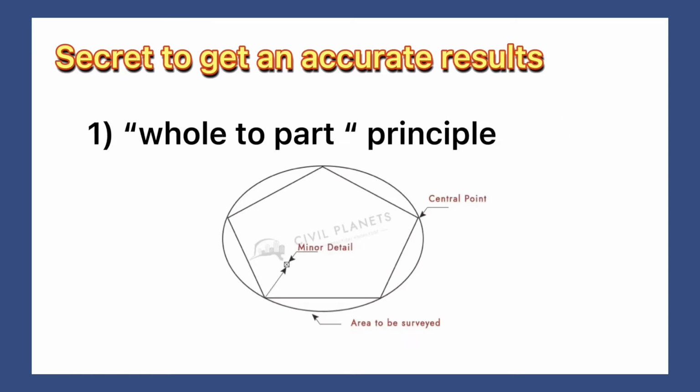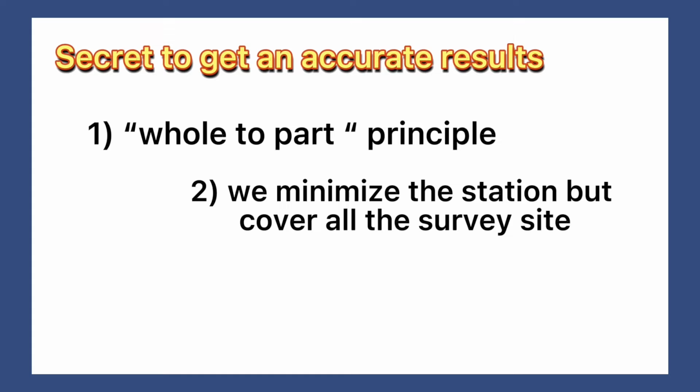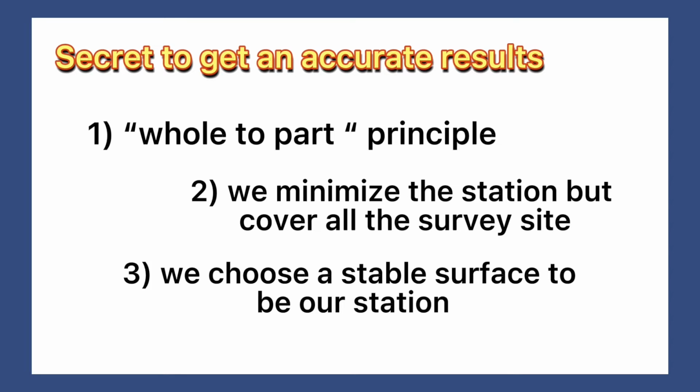Okay, this is the secret of our group to get an accurate result in Traverse. The secret is in our reconnaissance survey. First, we use the wall-to-park principle. Second, we minimize the stations but cover all the site that we need. Third, we choose stations on a stable surface.